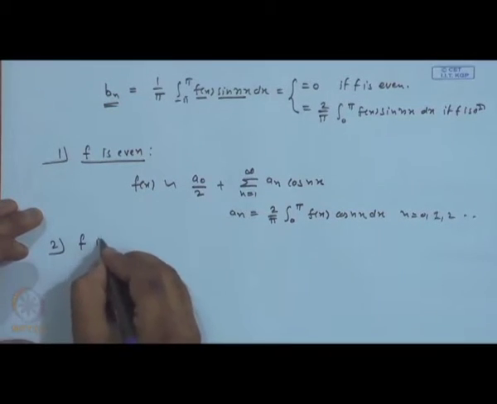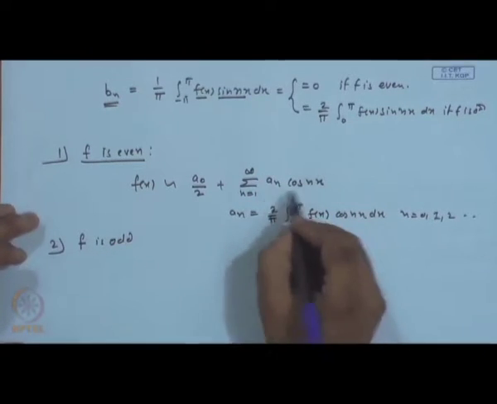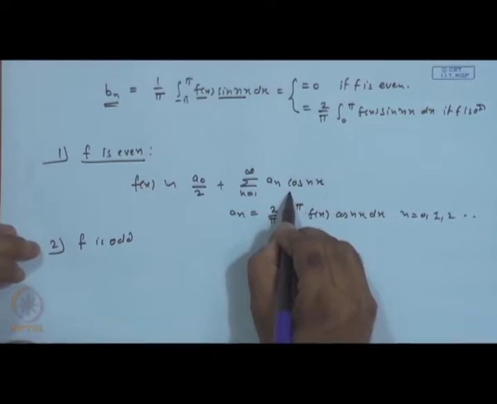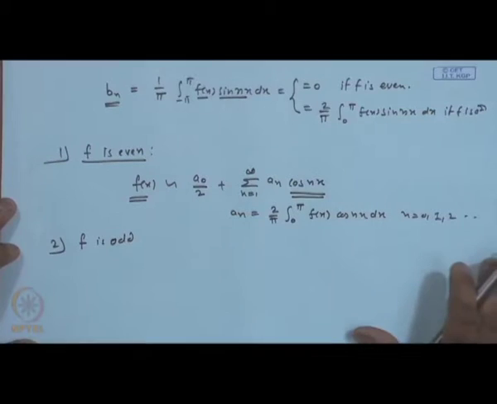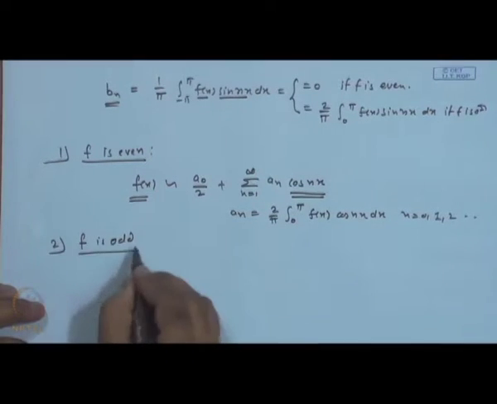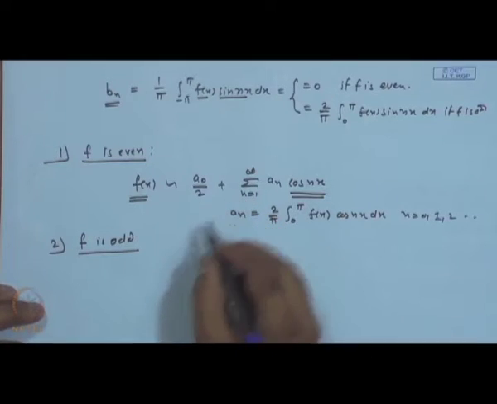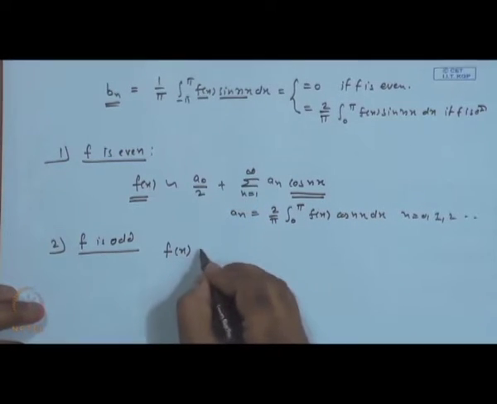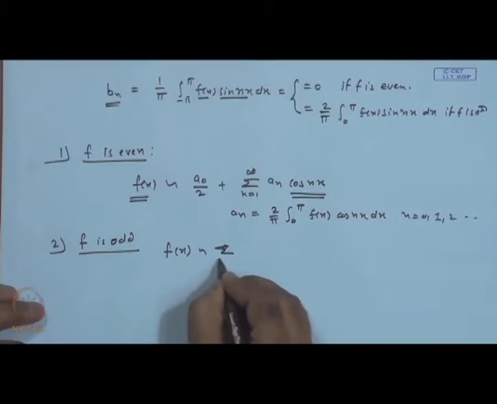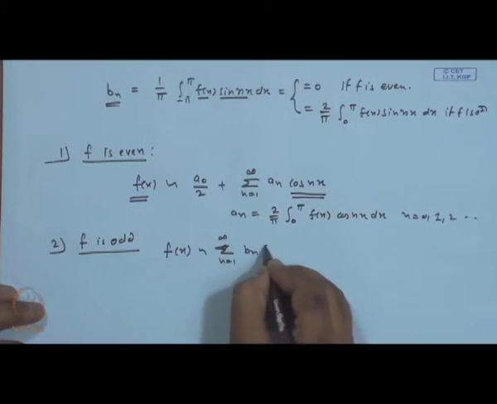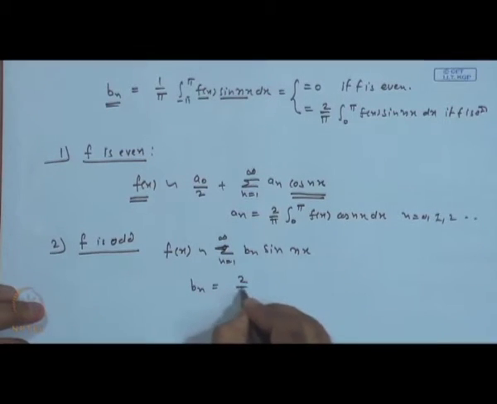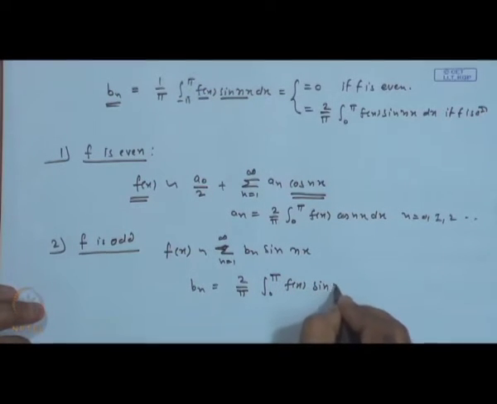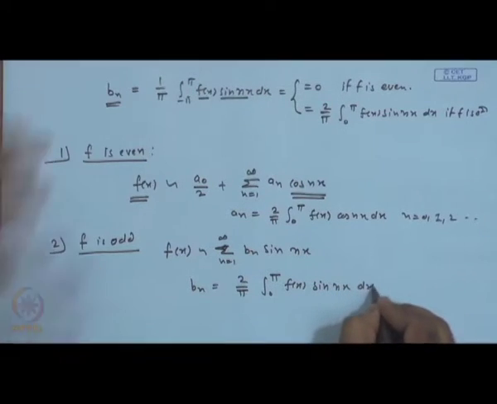And the second case, if f is odd, and this is also clear from here, cos is an even function. So, if f is an even function, we will get only the combination of even functions on the right hand side. If f is odd, the a_n's will be 0 and we will get only the sine series. So, we have the summation from n = 1 to infinity of b_n sin nx, and this b_n will be given by 2 over pi times the integral from 0 to pi of f(x) sin nx dx.